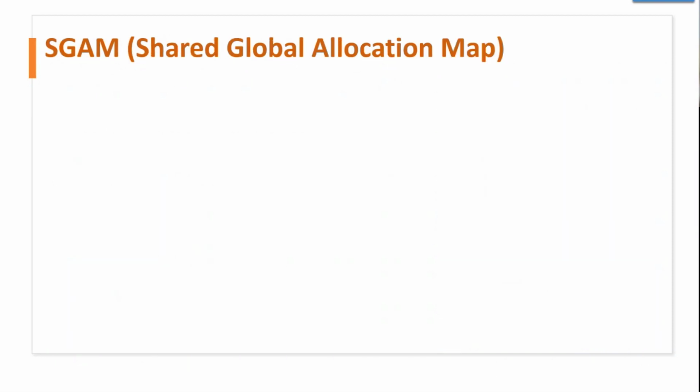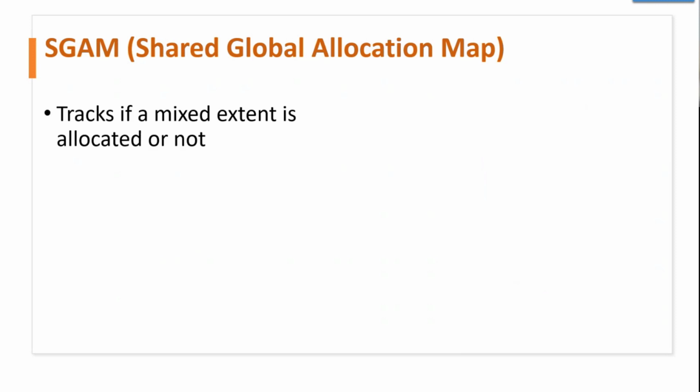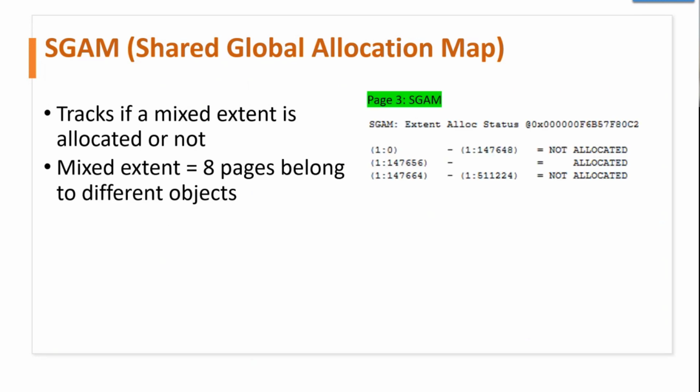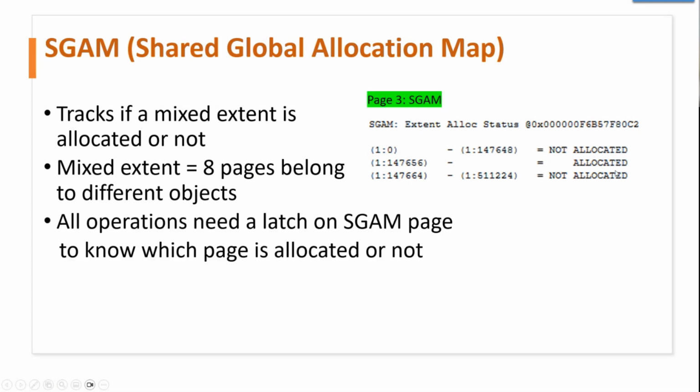And the same thing now for SGAM too. But what this page does is it tracks whether a mixed extent is allocated or not. Mixed extent means all 8 pages have data of different objects. And if you look at this page here again, this will be from page 0 to page 147648. It's not allocated, and the other page is allocated. So again, all operations need a latch on this SGAM page to know which page is allocated or which page is not allocated.